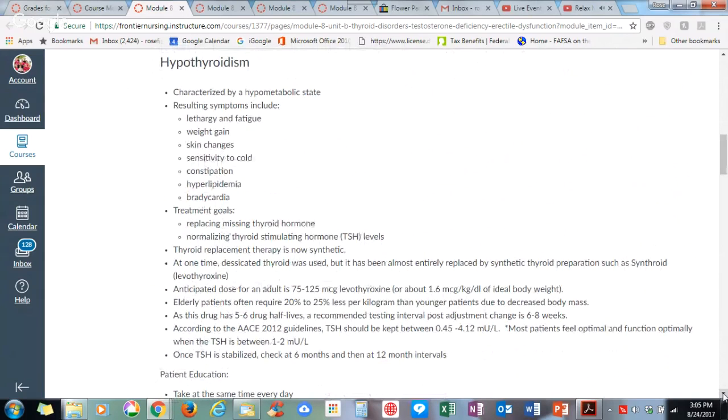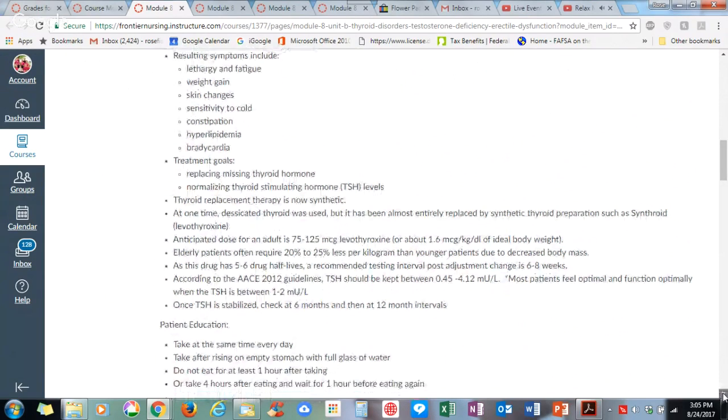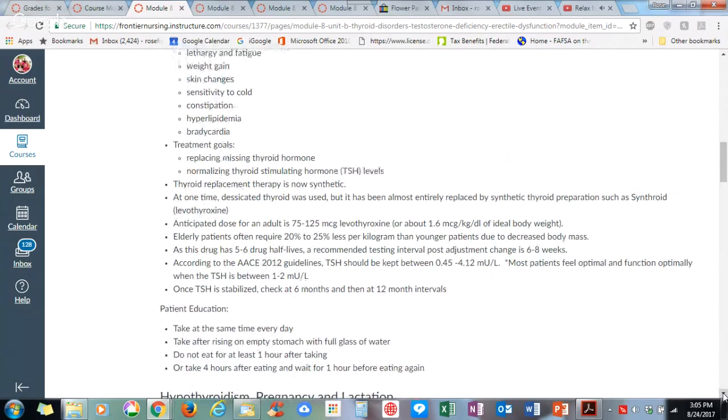Hypothyroidism is characterized by a hypometabolic state. Resulting symptoms include lethargy, fatigue, weight gain, skin changes, cold sensitivity, constipation, hyperlipidemia, bradycardia. Treatment goals: replace missing thyroid hormone, normalize thyroid-stimulating hormone levels. Thyroid replacement therapy is synthetic.